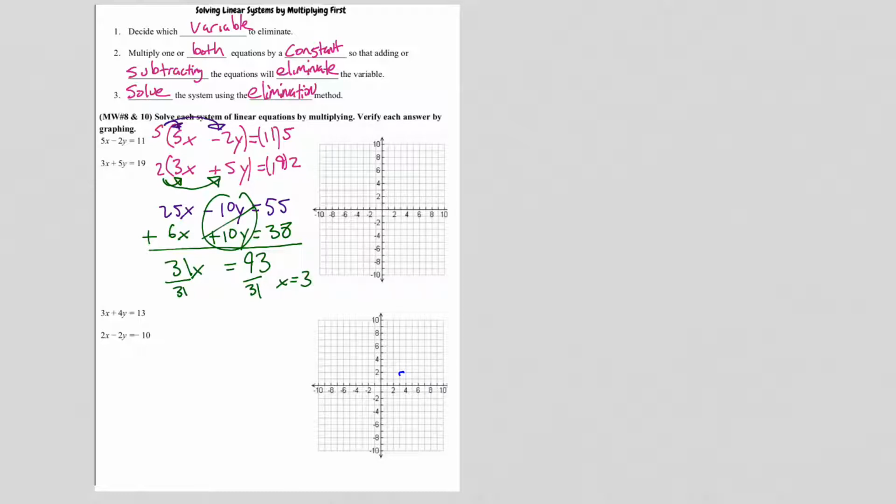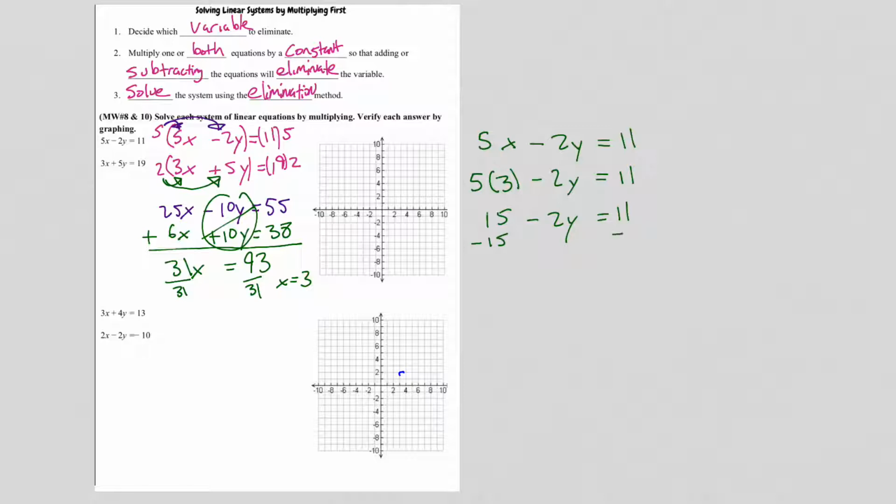Now that we know that x is equal to 3, let's plug in to one of the original equations. How about let's pick this one, 5x minus 2y equals 11. So we know the value of x is 3. Substitute for x the value of 3. Minus 2y is equal to 11. 15 minus 2y is equal to 11.